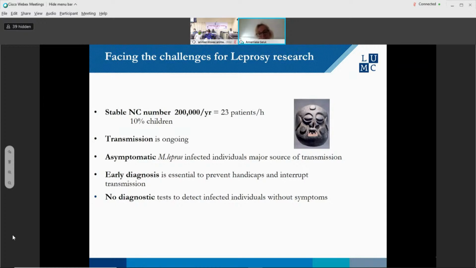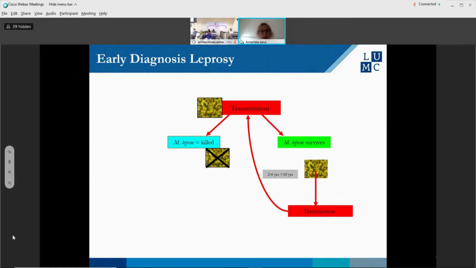However, at this stage, like also with other diseases, there are no good diagnostic tests yet that can detect infected individuals without any symptoms. So this is where at the LMC we are working on.